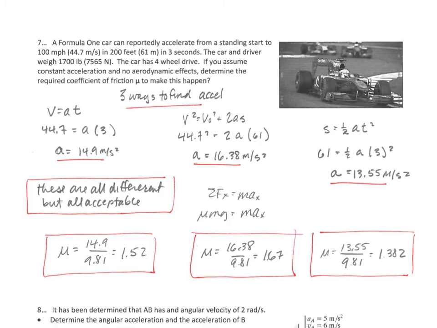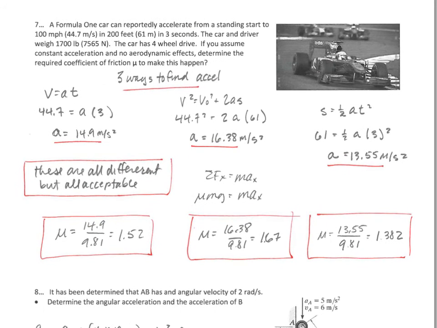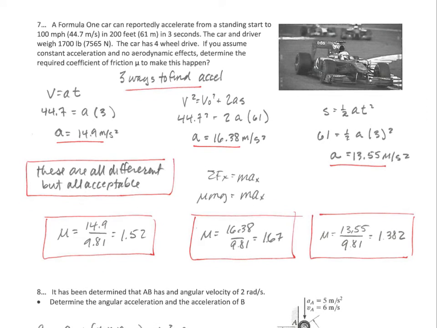All right, this next one is the friction problem of a car. We've done a couple of these before, but I suggested it was constant acceleration. There's no aerodynamic effect, so fairly straightforward. Just find the acceleration using any of the constant acceleration equation techniques. So the first one, v is equal to at. Second one, v squared is equal to v sub 0 squared plus 2as, or s is equal to 1/2 at squared. Any of those work.